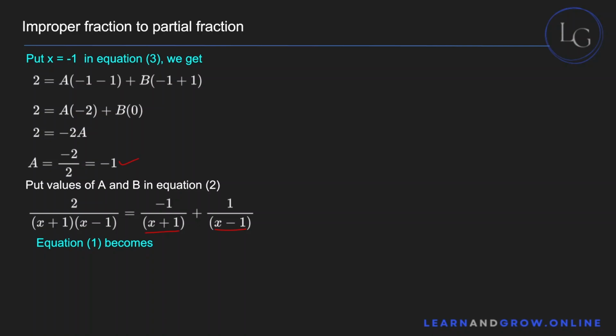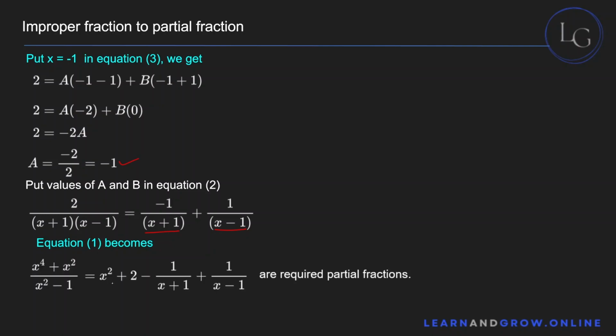And now equation 1, which was the result of the division that we had done, will become x square plus 2 minus 1 over x plus 1 plus 1 over x minus 1. So the question that we had, the partial fractions will become this. These are the required partial fractions.